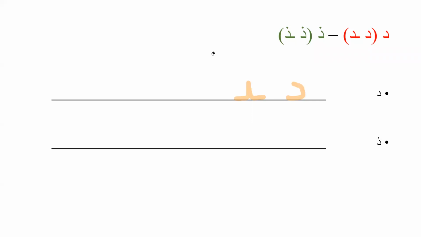Oh, that's dal. So we have to erase, no dots. The one that has the dot is the dhal. So this is dal. This one is dhal with the dot. Dhal, here it is. Dhal, all right?